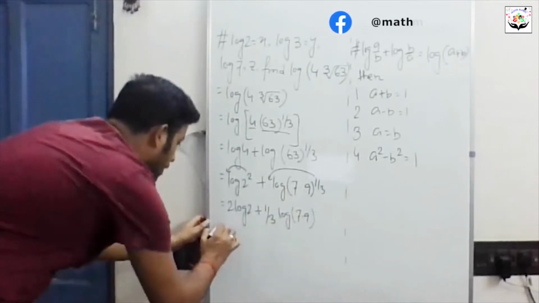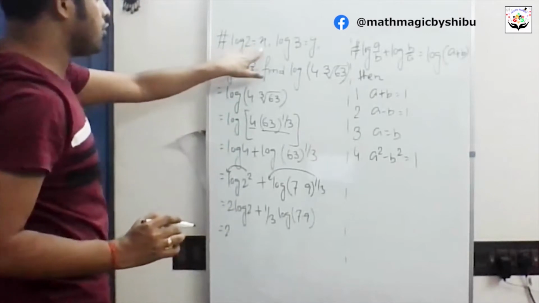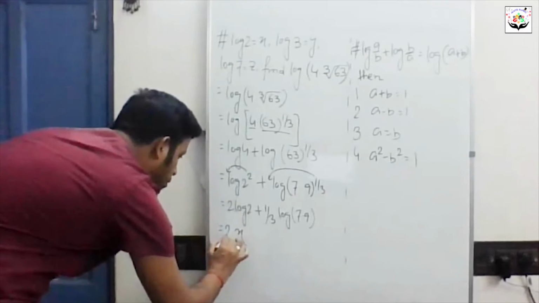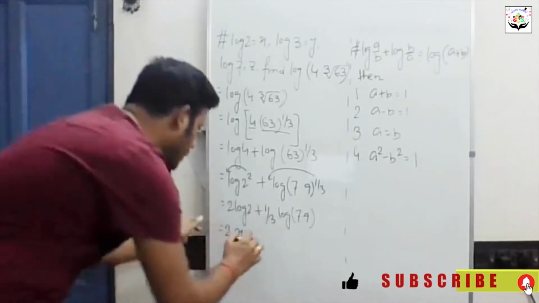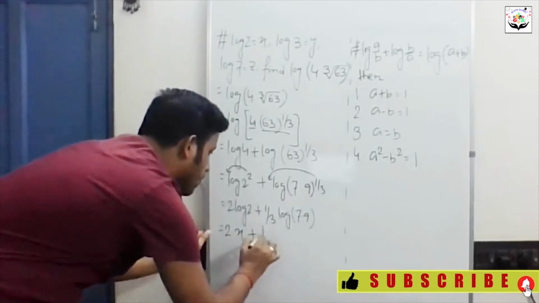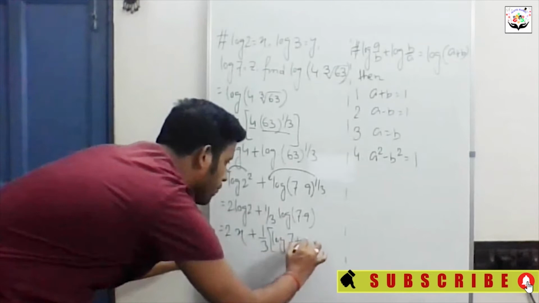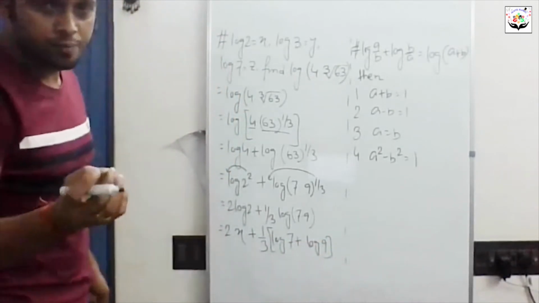Further, we can add the values, as we know log 2 equals x. So we will write it as 2 into x. We have just put x in place of log 2. Now for this part, can we again subdivide it as log 7 plus log 9? I hope it is easy.